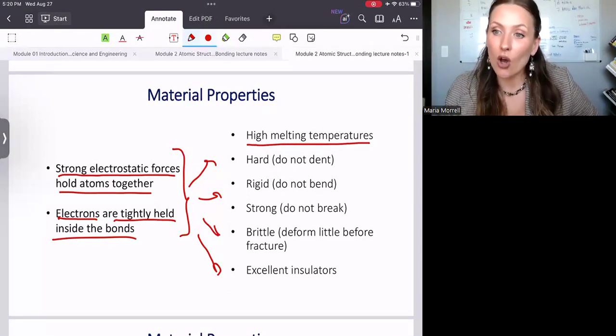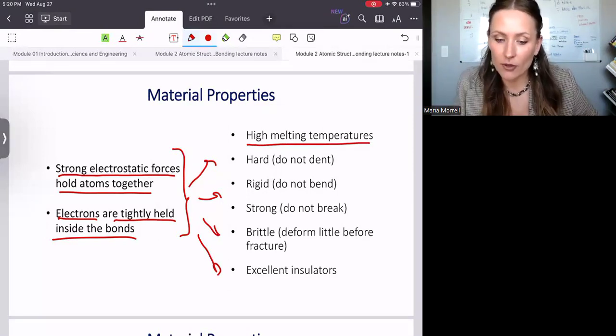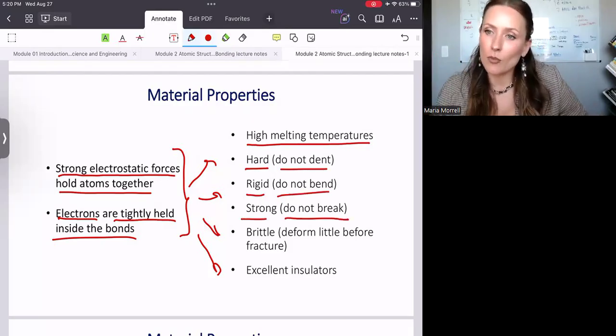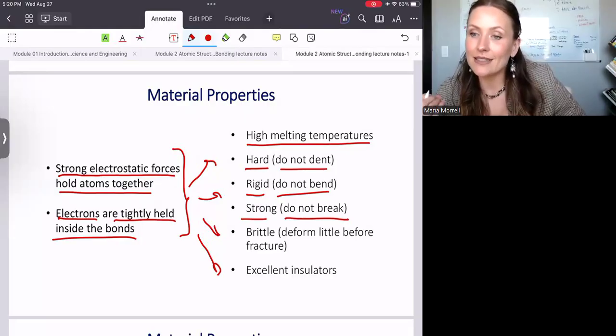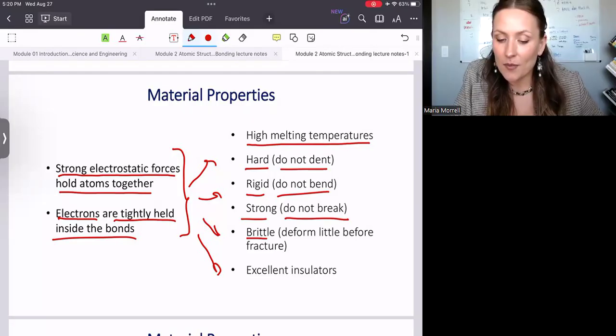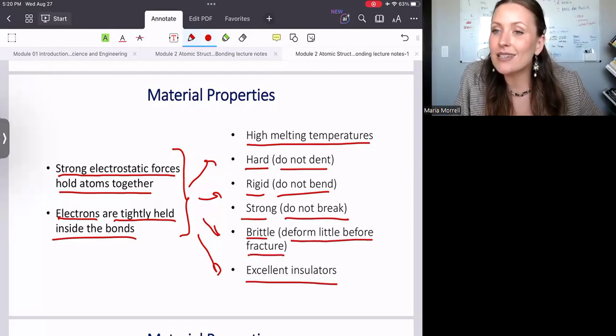You need to supply a lot of energy to break down the bond. The materials are hard, meaning that they don't dent. The materials are rigid, they don't bend. They're also strong, that means they don't break. Well, they do not break up to a certain point because every material yields at some point. Now, they're brittle, meaning that they deform little before fracture, and they're excellent insulators.